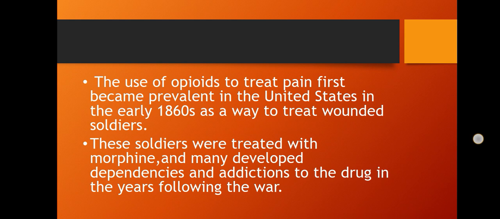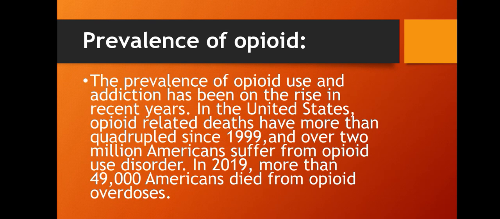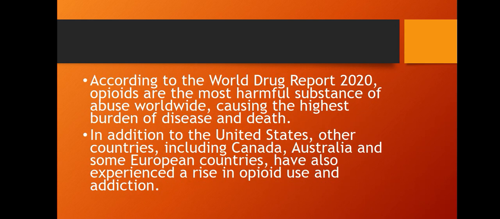Prevalence of opioids. The prevalence of opioid use and addiction has been on the rise in recent years. In the United States, opioid-related deaths have more than quadrupled since 1999, and over 2 million Americans suffer from opioid use disorder. In 2019, more than 49,000 Americans died from opioid overdoses. According to the World Drug Report 2020, opioids are the most harmful substance of abuse worldwide, causing the highest burden of disease and death. In addition to the United States, other countries including Canada, Australia, and some European countries have also experienced a rise in opioid use and addiction.